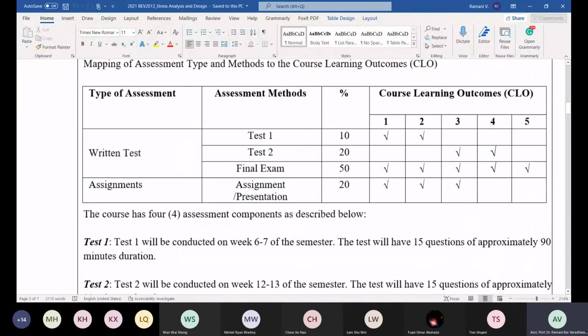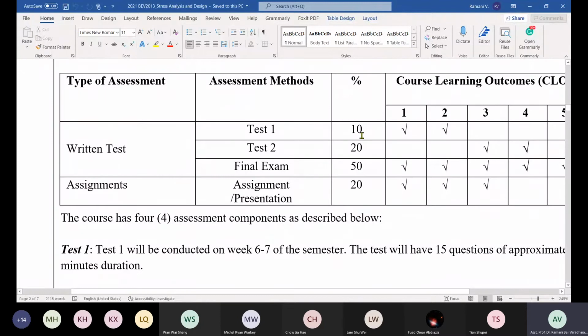Okay, you have these 4 assessments. Test 1, and the results I will post to you by Monday, your 10%. You have been given 10 questions, 10%. I will post to you by Monday. You can check on Monday morning.